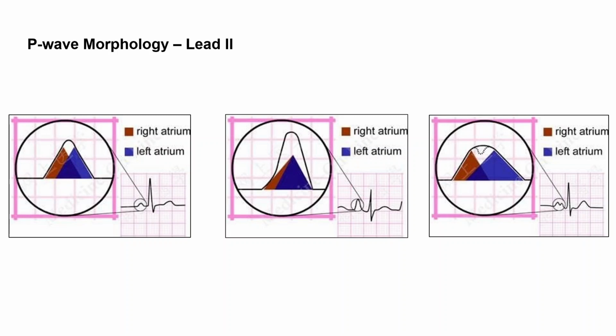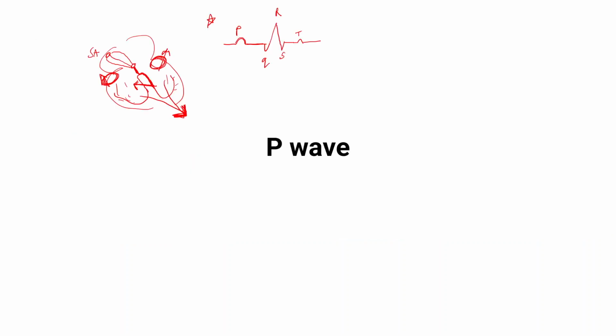Now, what are the basics you should know about the P wave? Remember, the P wave is upright in lead 2 and it is biphasic in lead V1.